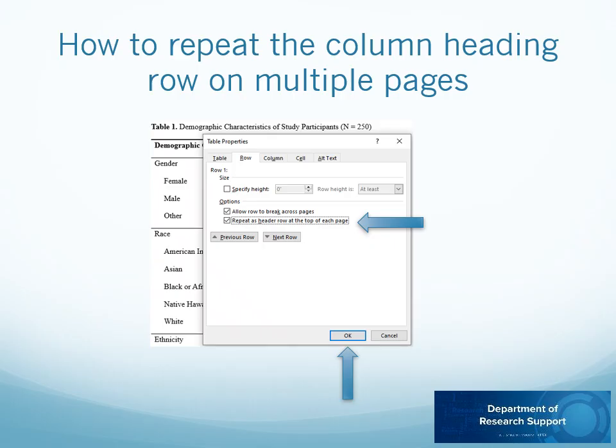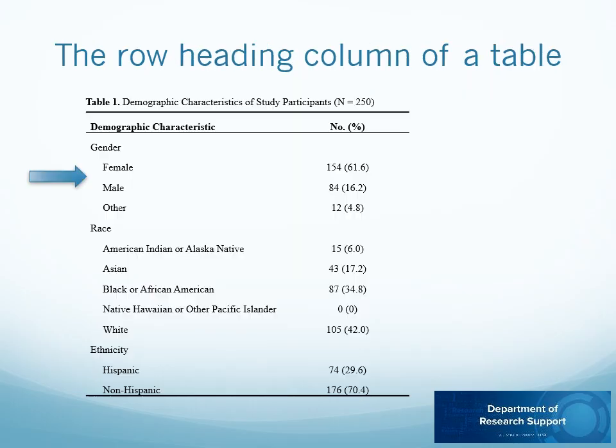Click OK to accept the change. By repeating the column heading row, you make it easier for readers to follow the information in your table from page to page. The leftmost column of the table is the row heading column. This column is for your study variables.